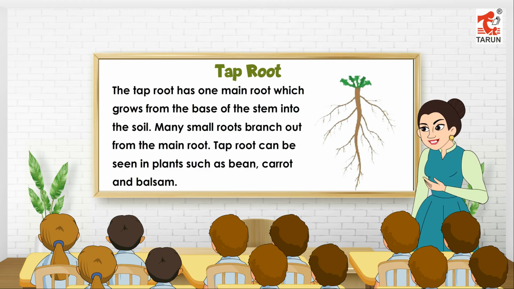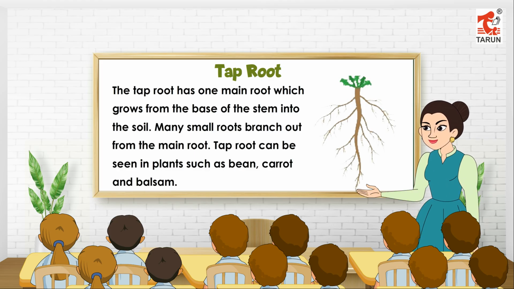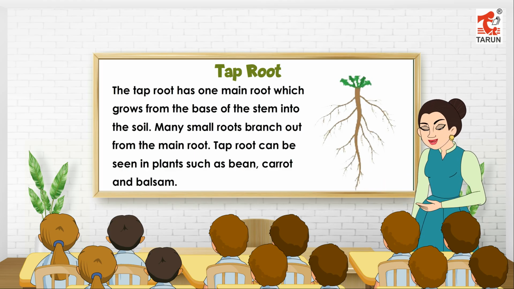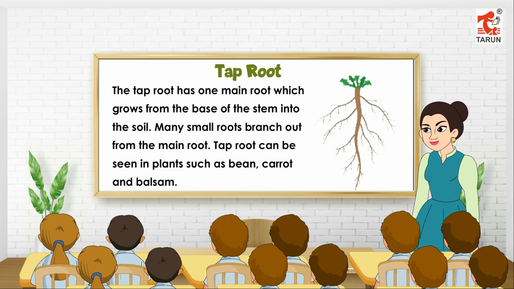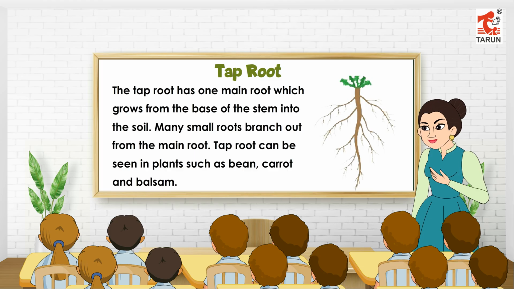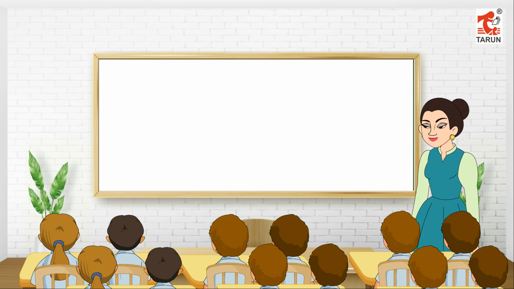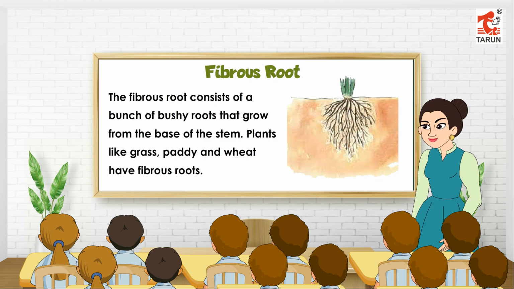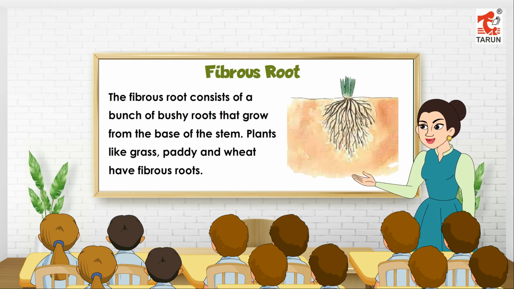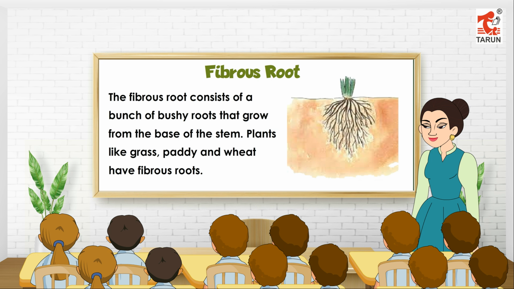Taproot. The taproot has one main root which grows from the base of the stem into the soil. Many small roots branch out from the main root. Taproot can be seen in plants such as bean, carrot and balsam. Fibrous root. The fibrous root consists of a bunch of bushy roots that grow from the base of the stem. Plants like grass, paddy, and wheat have fibrous roots.